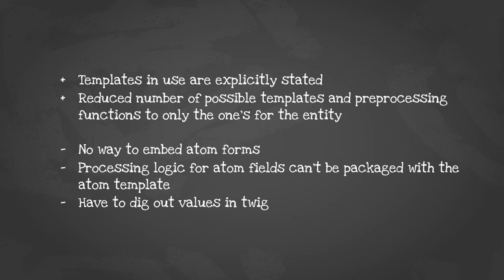Downside to this is that there's no way to really embed atom forms, right? So any form logic that you have that needs to apply to the header forms needs to be either rewritten or written at a very high level where it could be impacting other forms, right? Like you need a generic form alter. You're not gonna get a form field header alter to do any form modifications for your atoms. And then you also lose the ability to bundle your pre-processing logic for the atom fields. Because once again, they're just individual fields. It's not a group of fields that you can act on. And then, the downside, like I said, you have to dig values out of Twig, which is just a pain and ugly.